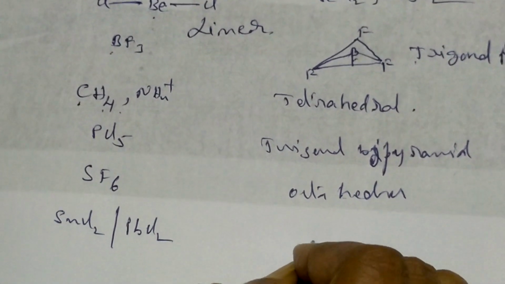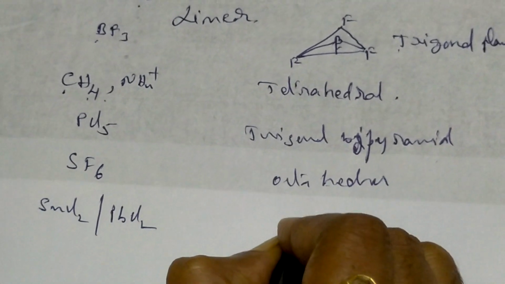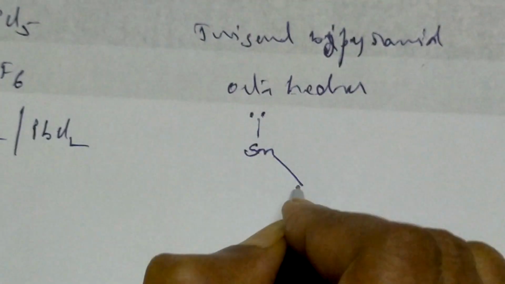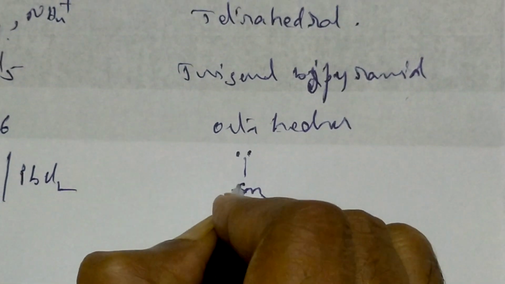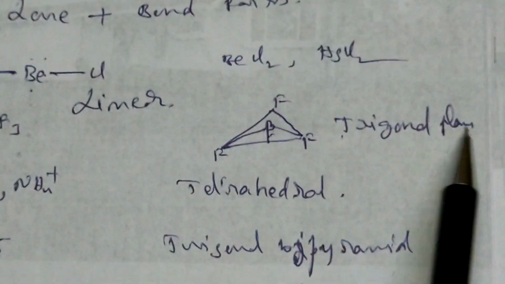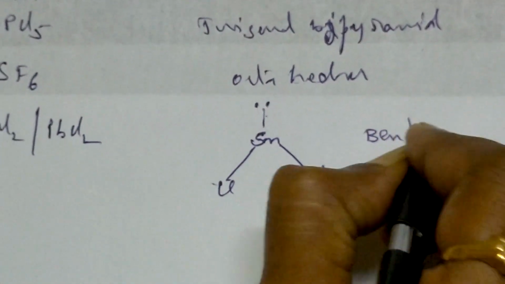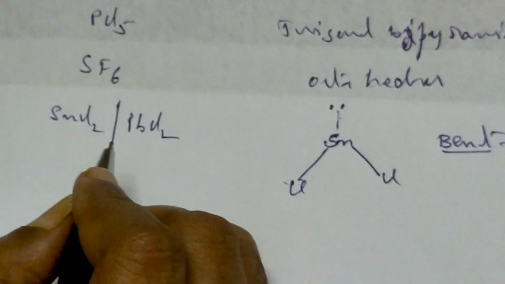If you see the central atom, tin or lead, there is a lone pair, and one chlorine and another chlorine are bonded, but there is a lone pair. Because of this, it is supposed to be trigonal planar, but it is a bent shape, a deviation.